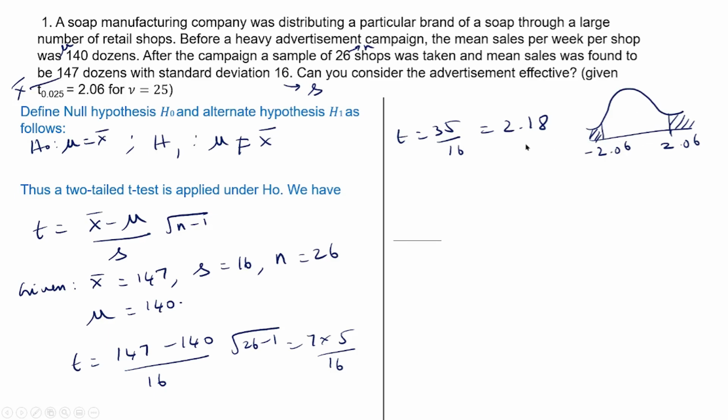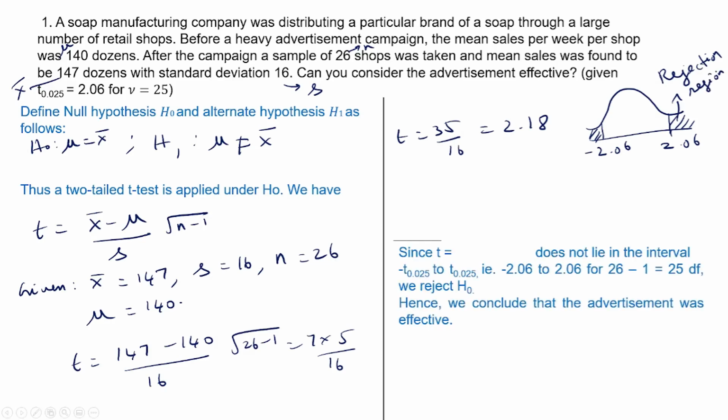If the calculated value of t falls in this region, then we have to reject H0. Here if we see this 2.18, it falls in this region. This is the rejection region. So we can make the decision.